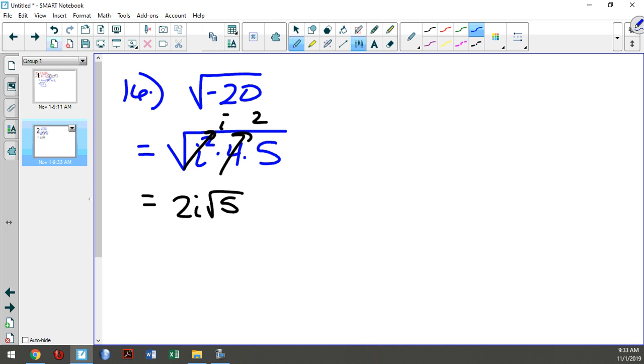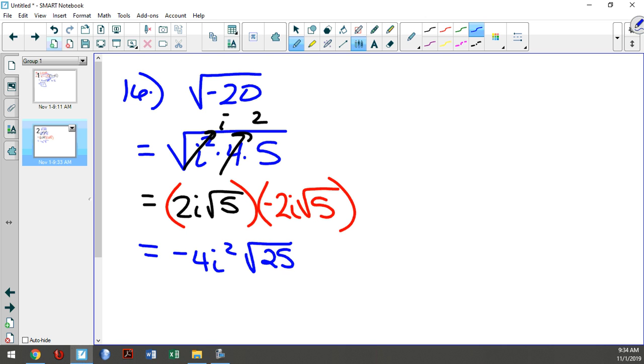Now, here's my question to you. That is a complex number where the real part is 0 and the imaginary part is 2i square root of 5. So what is the conjugate of that? The conjugate of that is going to be the opposite of 2i square root of 5, making that minus 2i square root of 5. Do we understand that, yes or no? So when you multiply this together, you get -4i squared, square root of 25. This comes out as a 5. This turns into a -1. So I'm going to have -4 times -1, which is +4, times 5, which is 20. Do we understand number 16?